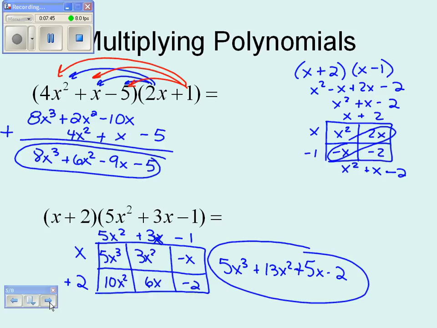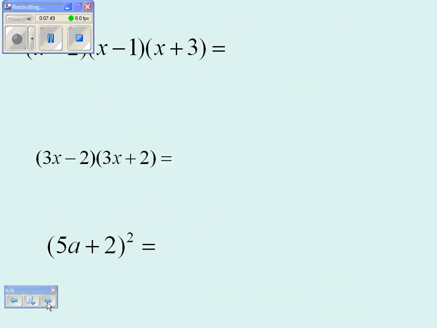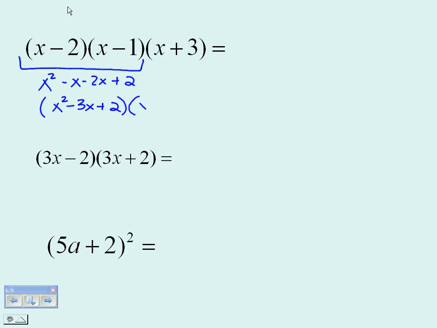Okay. I have a question. Yeah. How did you get the final answer for them? Okay, now these ones are not really special cases, but just certain things to think about. When you have three things that you're multiplying together, you have to take them step by step. So I'll multiply these two together first, and then that answer times this. So we'll do x squared minus x minus 2x plus 2. So I get x squared minus 3x plus 2. And then that times x plus 3.